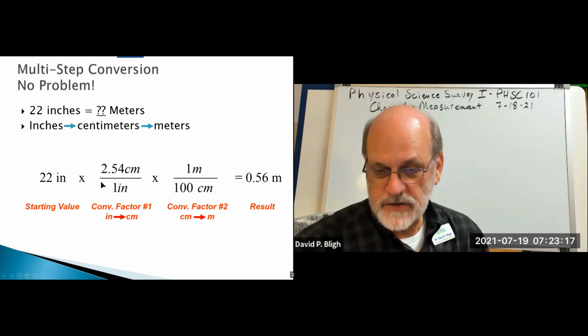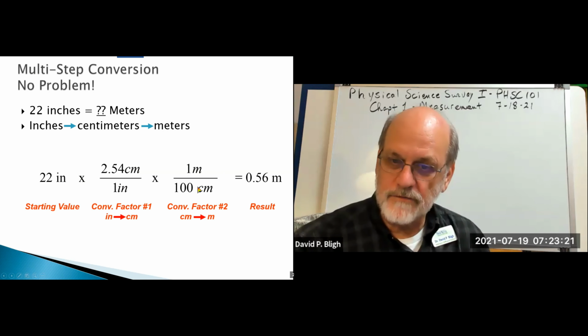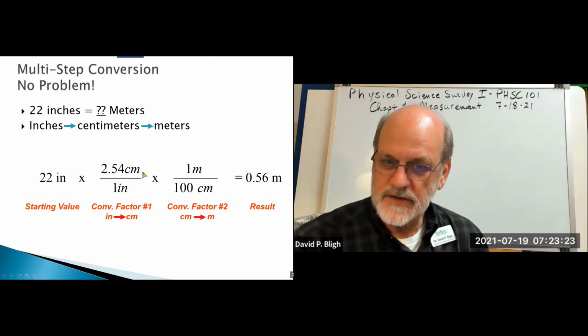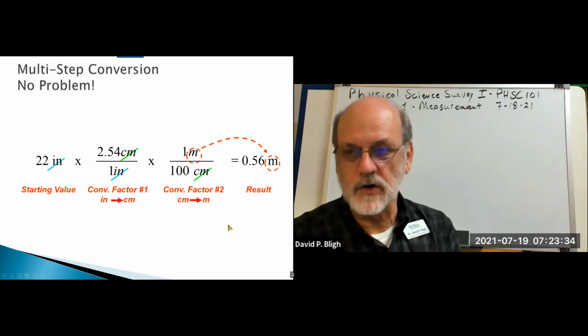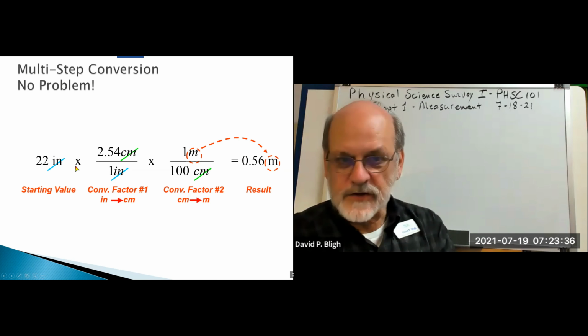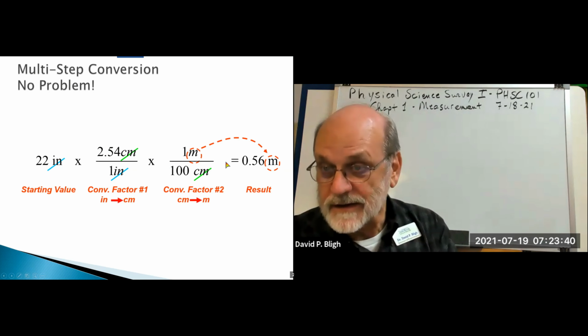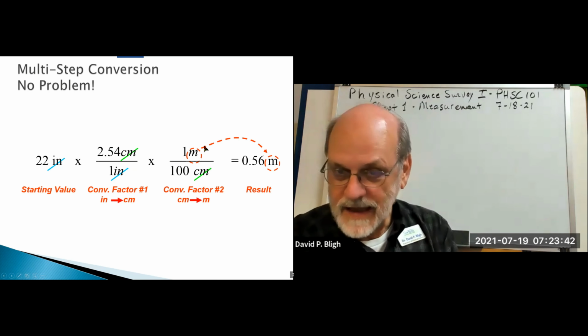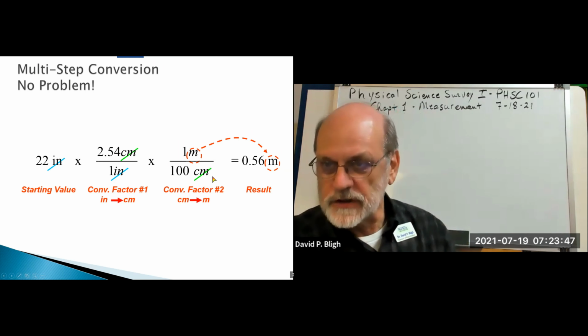So inches cancel, leaving you with centimeters. Then another conversion factor will convert from centimeters to meters. Centimeters cancel, and there's your meters. So this is what's known as the chained conversion. And since you're multiplying this number by 1 and multiplying it again by 1, it's valid. As long as this number is equal to 1, you're good to go.